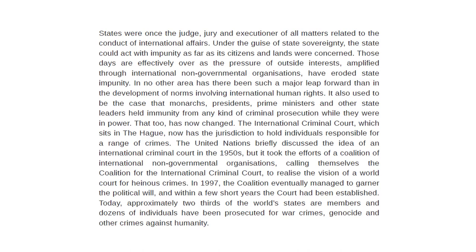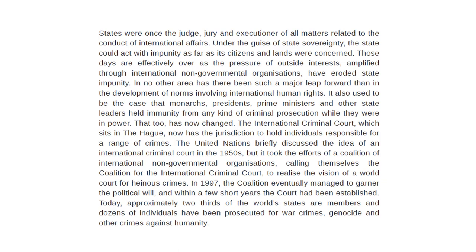As far as its citizens and lands were concerned, those days are effectively over. They're finito. As the pressure of outside interests amplified, or volume raised, through international non-governmental organizations, they have eroded state impunity. You know, the word erosion. You can have a building made of concrete, but after 50 years of rain every year, you will see a lot of the concrete start wearing away. The water just beats it down.